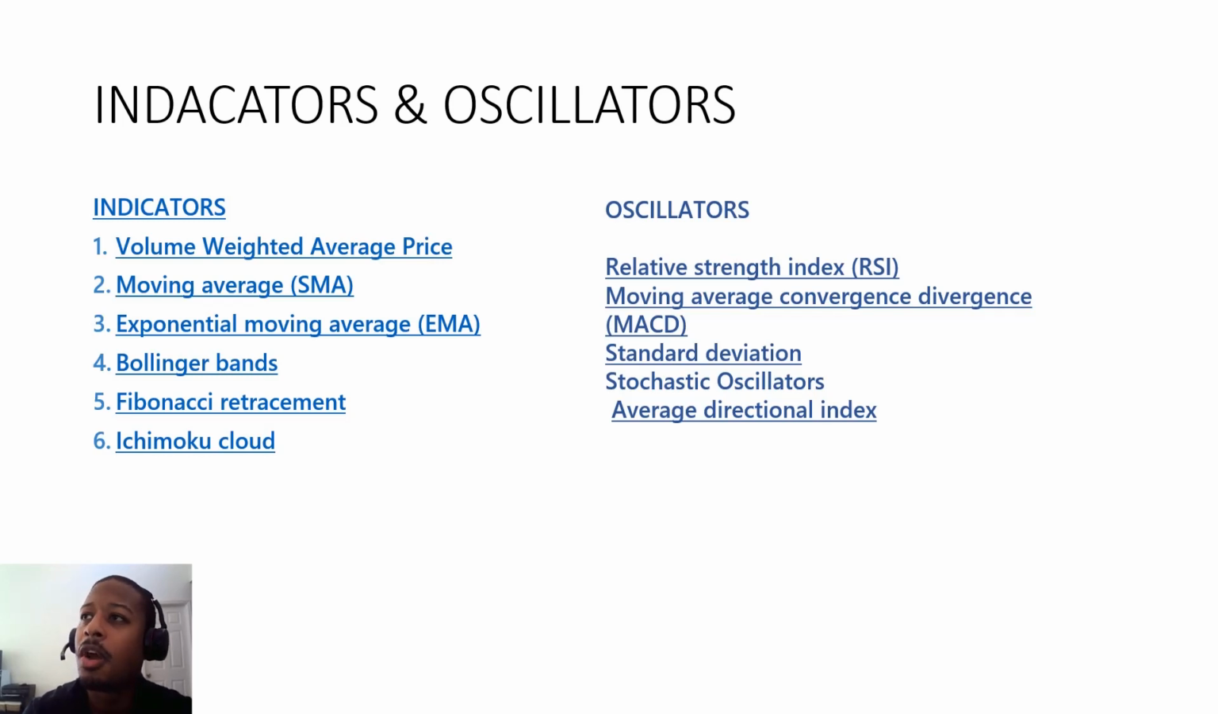Then the oscillators are relative strength index, the moving average convergence divergence, standard deviation, stochastics oscillators, and the average directional index. Now, guys, understand these are not the only ones that exist. There are literally hundreds of different types of indicators and oscillators. And in fact, I'm going to do a full entire video on all the ones that are there, so you guys can watch that whenever you have time.